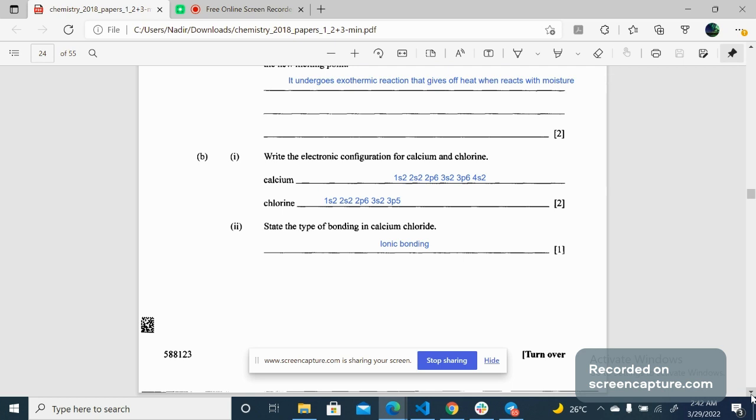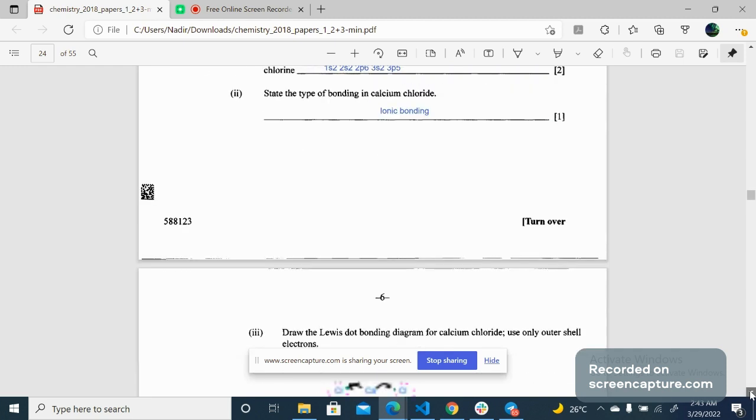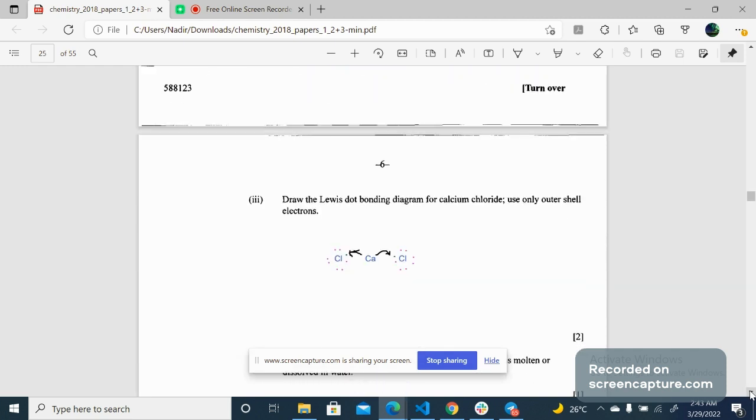it's ionic bonding, because one of the elements here is more electronegative than the other. When there is a significant difference between the electronegativities of elements taking part in bond formation, then the bonding result is ionic bonding in those cases. So this is the case here, and we move on towards part 3 of subsection B.